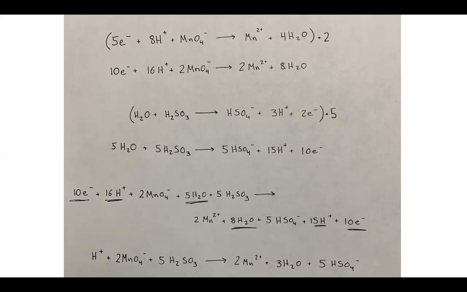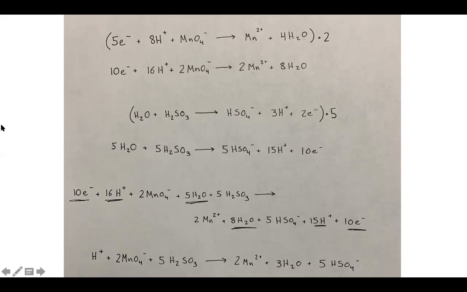And so in the first one, where we have 5 electrons, we're going to multiply that entire half reaction by 2. In the sulfur half reaction, which contains 2 electrons, we're going to multiply it by 5. This is so that there's 10 electrons transferred in both half reactions, allowing electrons to cancel.